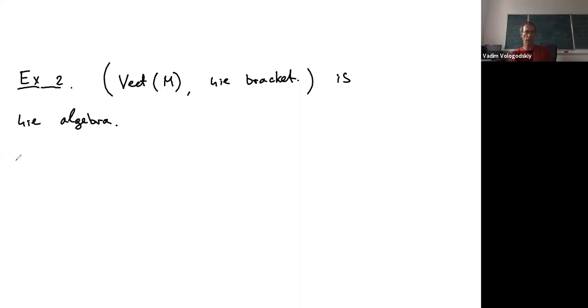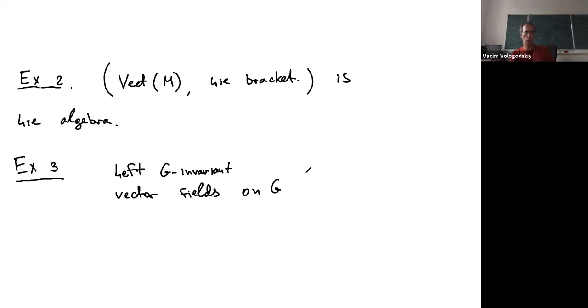And the third example, which is the most important for this talk, is, well, you can take left G invariant vector fields on G with the Lie bracket.